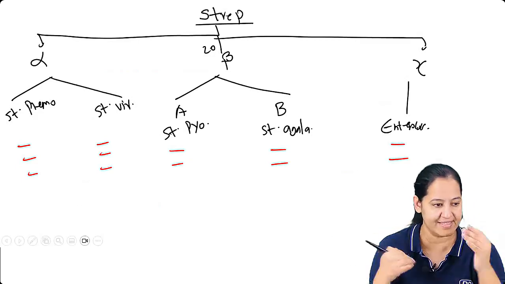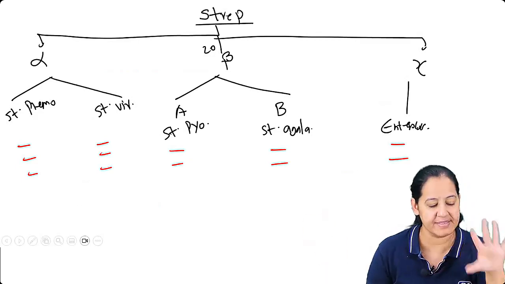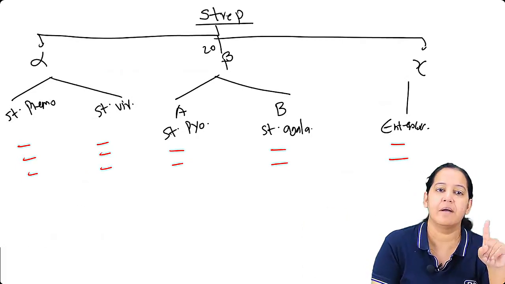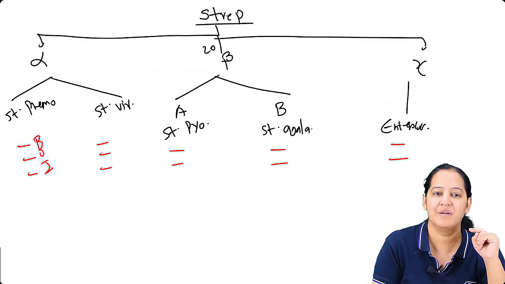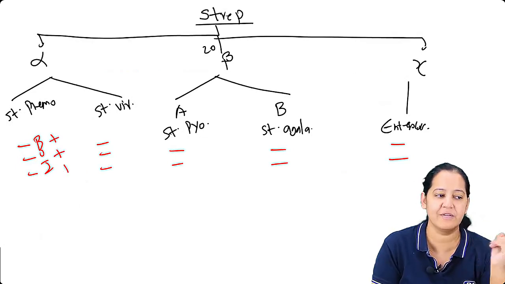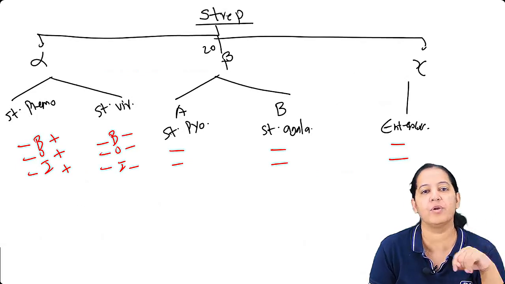Can we start? And then the diseases of each of them. That's it. This is the approach we study. Start with pneumococcus: bile soluble, optochin sensitive, inulin fermentation positive. Viridans is negative: no bile solubility, no optochin sensitivity, no inulin fermentation.